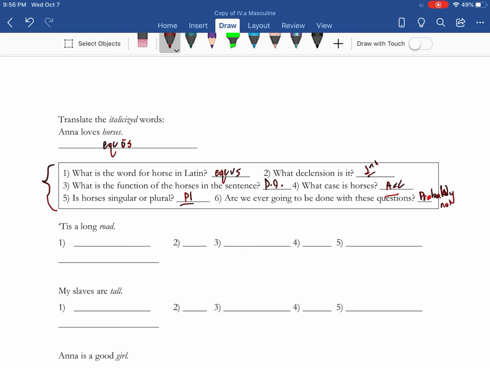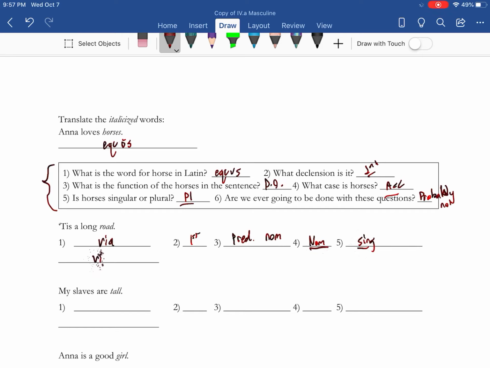So the word for road is via. What declension is it? It's first because of the A. What's its function? All right, it's coming after a linking verb, so it's going to be predicate nominative. You have to have an action verb for there to be a direct object. We don't have an action verb, so it's a linking verb, predicate nominative. What case is it? Predicate nominative. It's got nominative in the name. And, all right, singular, plural, singular. So we got nominative, singular, in its first declension. So it is going to stay the same.